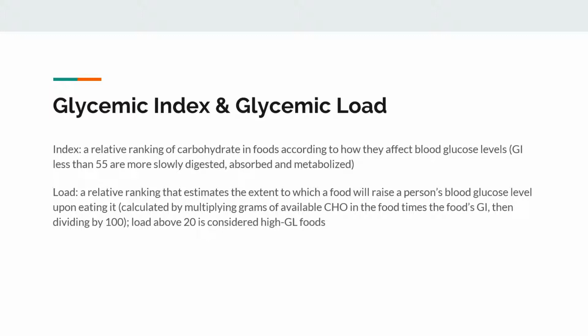Yeah, so glycemic index, if it's less than 55, this indicates that the food is more slowly digested. Above 55 indicates that it digests very similarly to sugar or sucrose. With glycemic load, anything above 20 is considered a high glycemic load.